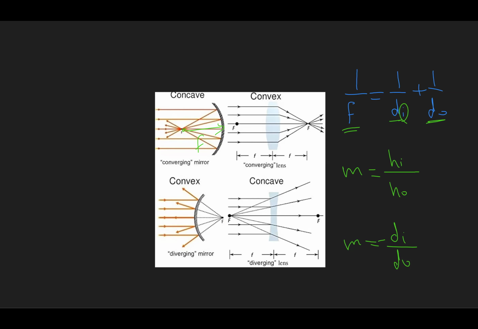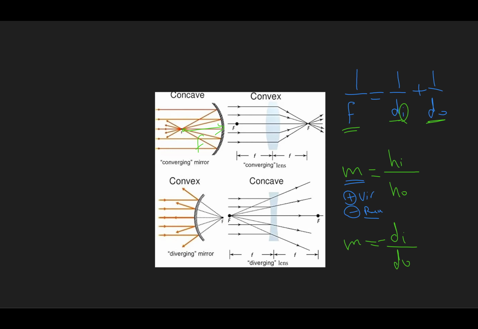While for divergence, whether it is a mirror or lens, the f will be negative. Keep that in mind. Okay, what about the magnification m? Will it be positive or negative? If the image is virtual, the magnification m will be positive. So m will be positive for virtual images, and it will be negative for real images.